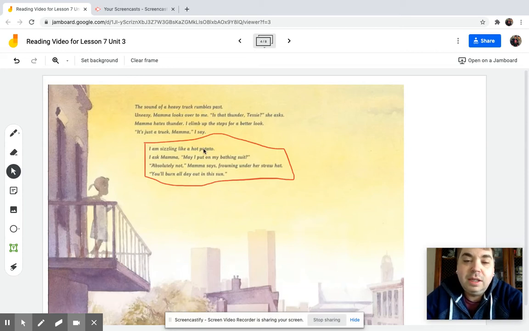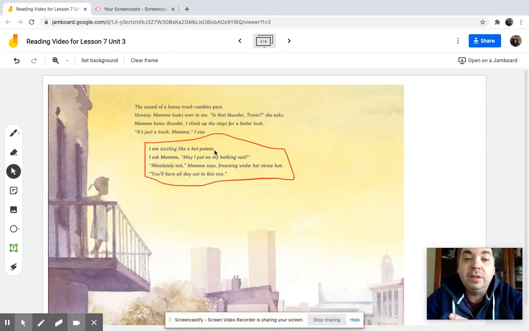So in the story, the author is comparing how the girl is feeling: she's sizzling like a hot potato. Let's think about what those things might mean. I know sizzling comes off as something that's hot. If you ever put something in a pan and it makes that sizzle sound, it's something super hot. So if it's sizzling like a hot potato, and a hot potato obviously is hot because it's called a hot potato, and we compare it to how the girl is feeling, I'm getting the picture that she is feeling super hot.